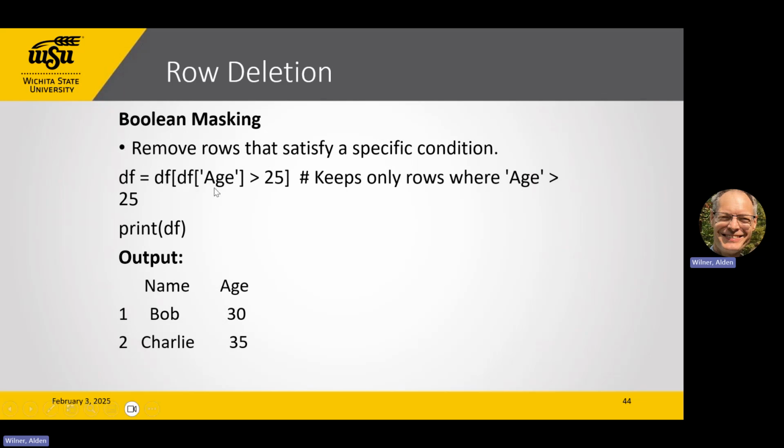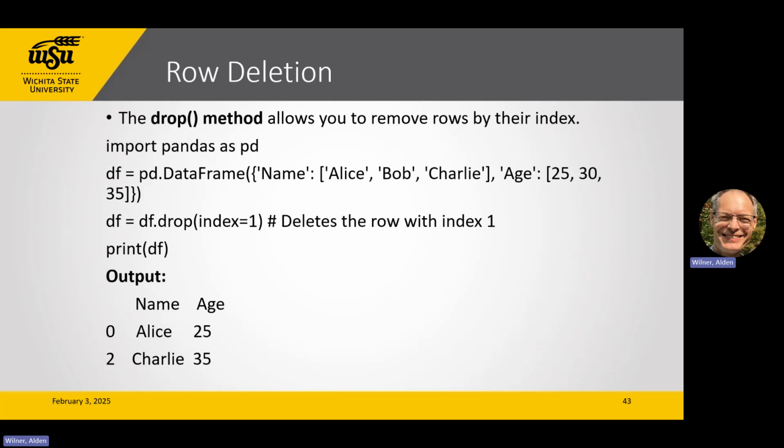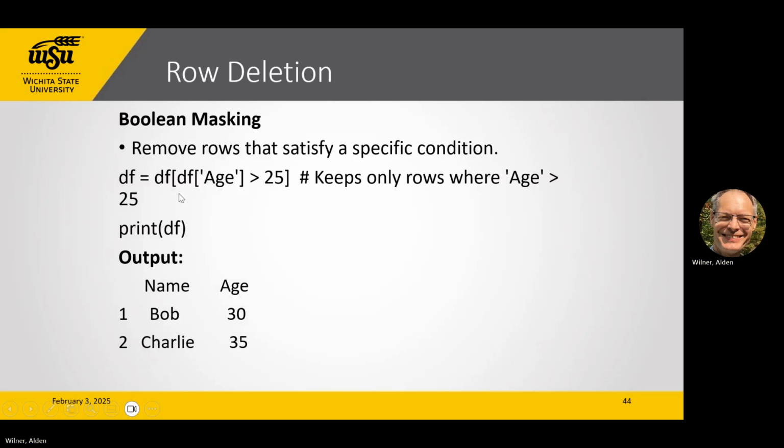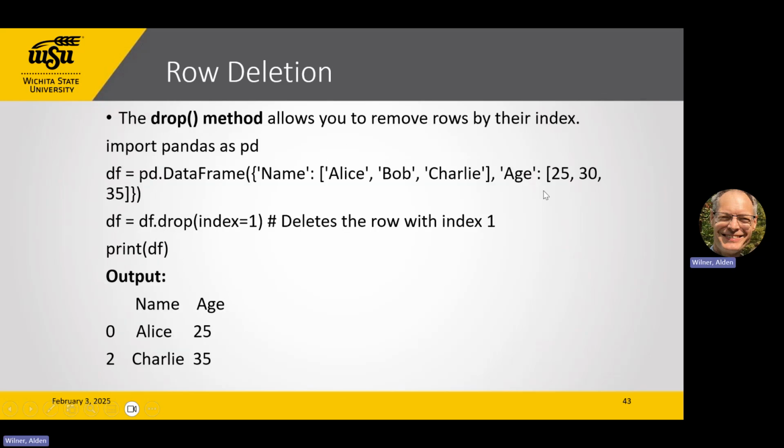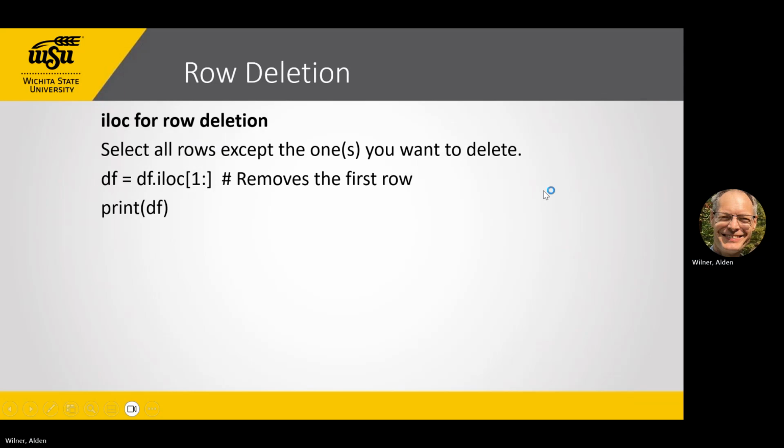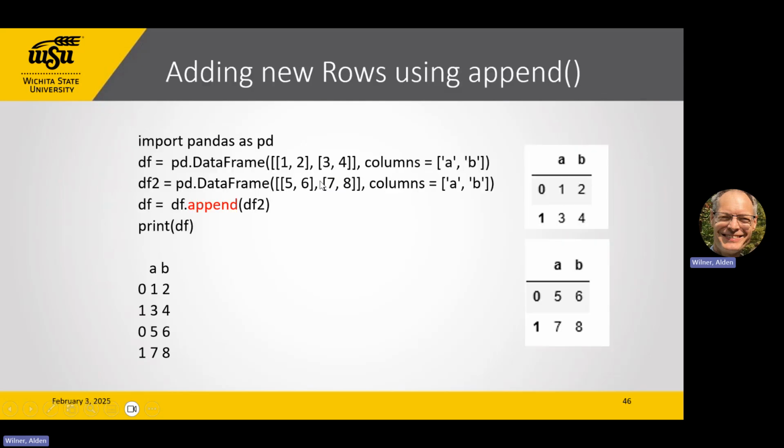So, and again, I want the data frame in which the age column is bigger than 25. So it will throw away Alice, who's only 25 years old. We can also use iloc. If I say df equals df.iloc sub 1 colon, I'm using a range specifier in here, and that says start at 1 and go to the end. Right? So it's going to remove row 0, first row in the data frame or series.